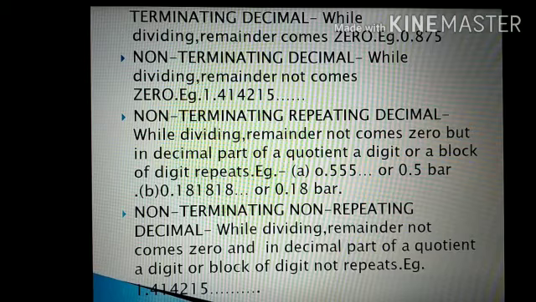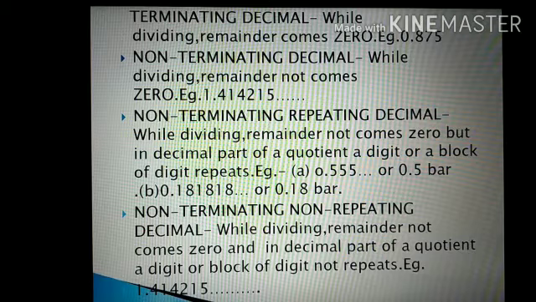Next one, non-terminating repeating decimal. In this type of division, the remainder does not come 0, but in the decimal part of the quotient, a digit or a block of digits will repeat. Like in example 2, if we divide 2 by 11, we will get 0.181818, and so on. Such a type of decimal representation is called non-terminating repeating decimal.